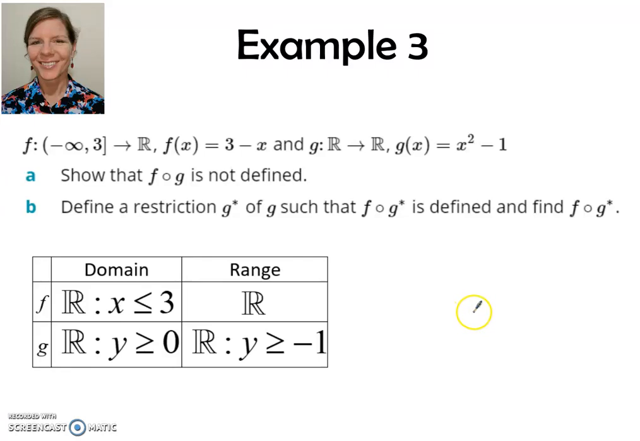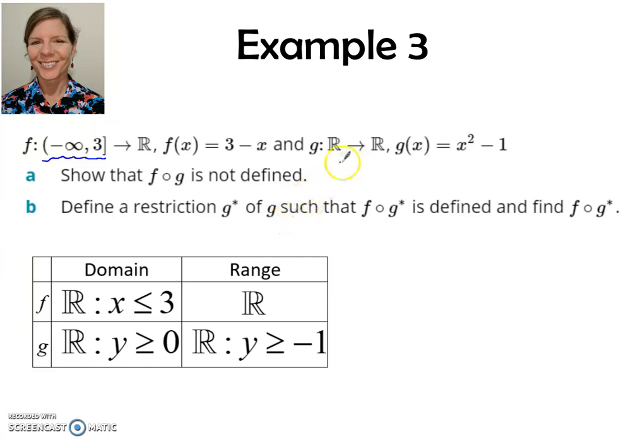Okay, so picking up where we left off, let's have a look at another example where we need to restrict the range in order for the composite function to exist. So we've got f of x is 3 minus x, but we need to pay attention to this. We've been given a domain here that x is less than or equal to 3. And then over here we've got g of x is x squared minus 1 for all the real numbers. So show that f of g is not defined.